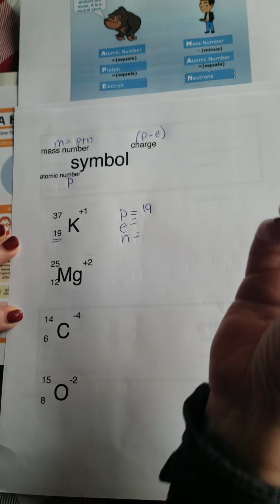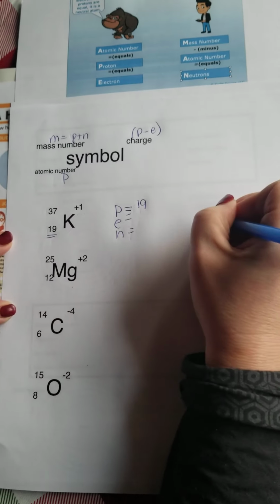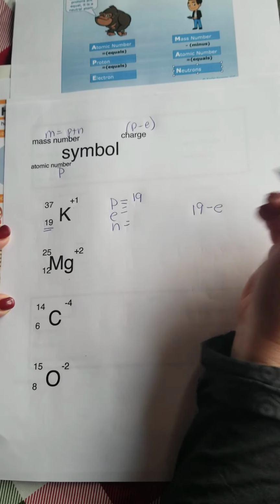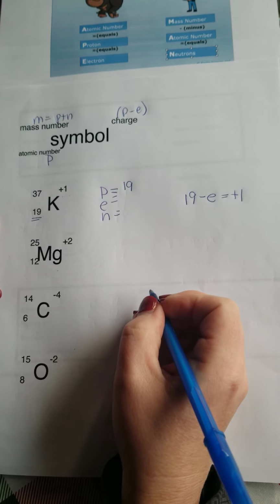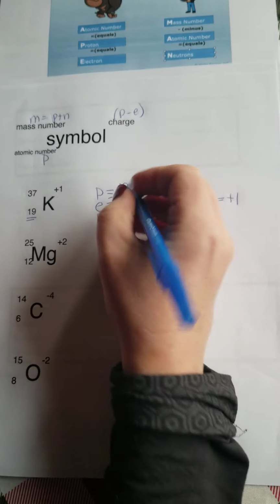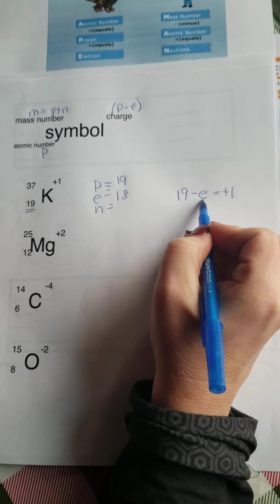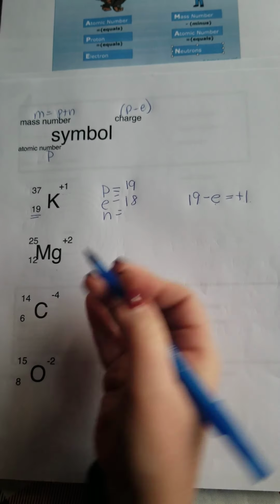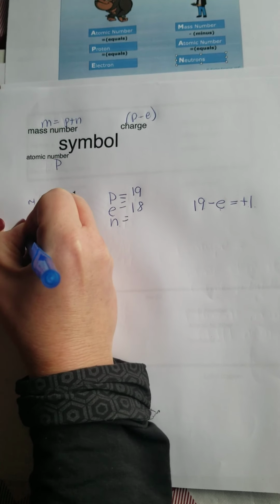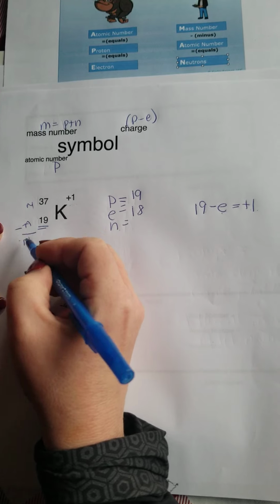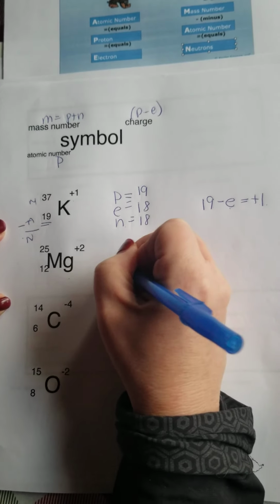So now let's go ahead and do the work. Protons are 19. We don't know the electrons. I'll leave it E or X. But we know the charge has to add up to +1. So what's E have to be? 18. +1 implies that you lost one negative thing. 18. And the neutrons, again, back to man. Don't forget, minusing for man. And we get 18.